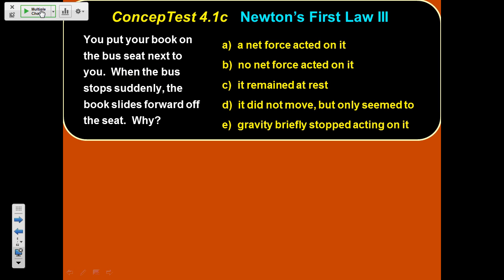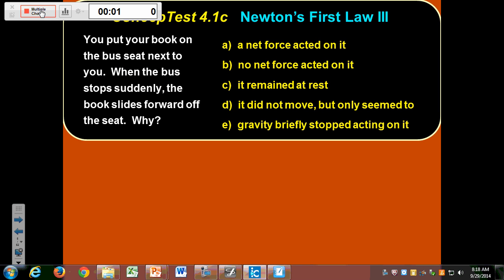You put a book on the bus seat next to you. When the bus stops, suddenly the book slides forward off the seat. How would you explain this in terms of Newtonian ideas, not Aristotelian?